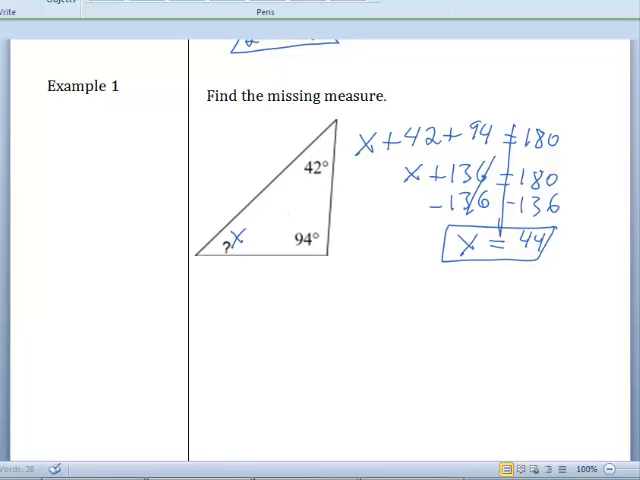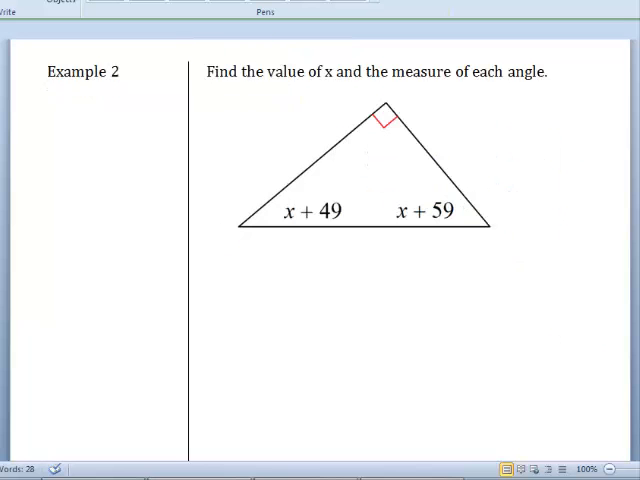Let's take one a little bit more complex. All right, example 2 says find the value of X and the measure of each angle. So again, at the very end here, I want to find the measure of each angle. Pause this video, make sure you get the diagram written down. Well, I know by my triangle angle sum theorem that all three angles are going to be equal to 180 degrees. So this angle here plus this angle here plus X plus 59 will be equal to 180 degrees.